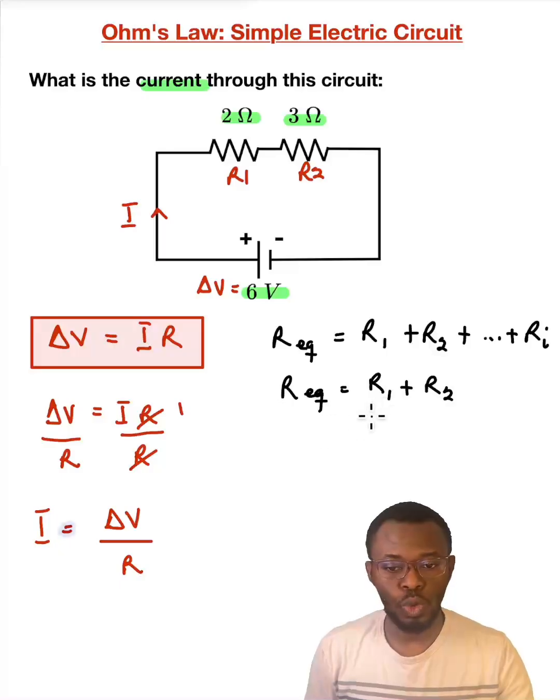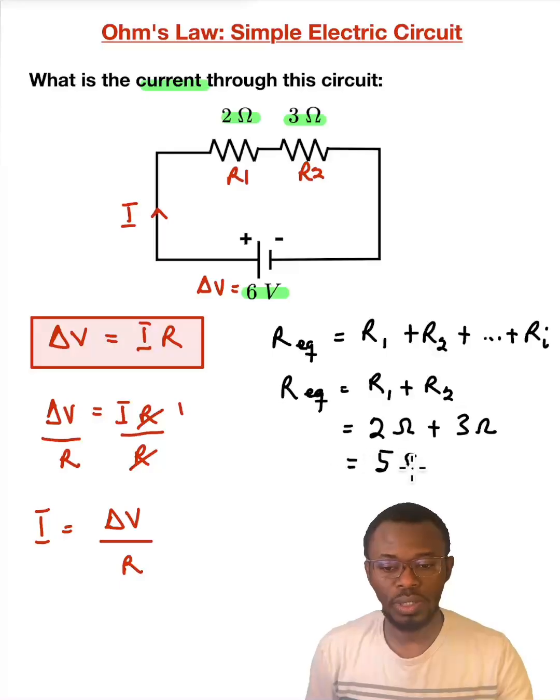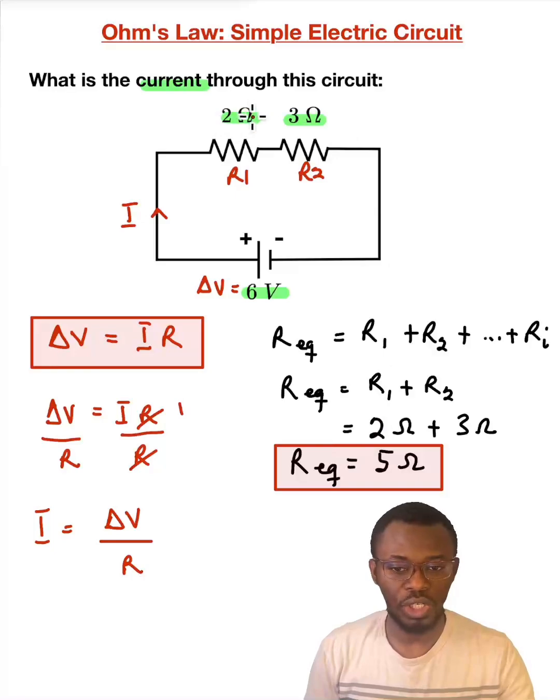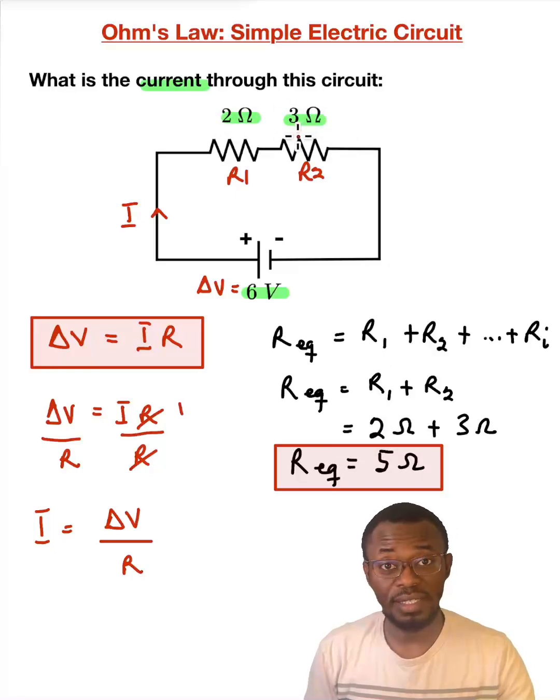Now R1 is 2 ohms, so we have 2 ohms plus 3 ohms, and this is going to be equal to 5 ohms total resistance in this electric circuit. So in terms of R, we put this R equivalent, which is 5 ohms, because the total resistance in the circuit is due to the combination of these two resistor values of 2 ohms and 3 ohms. And for resistors in series, the total resistance is found by adding the individual values of the resistors together because they are in series. Next, I'll solve a problem on when they are in parallel.